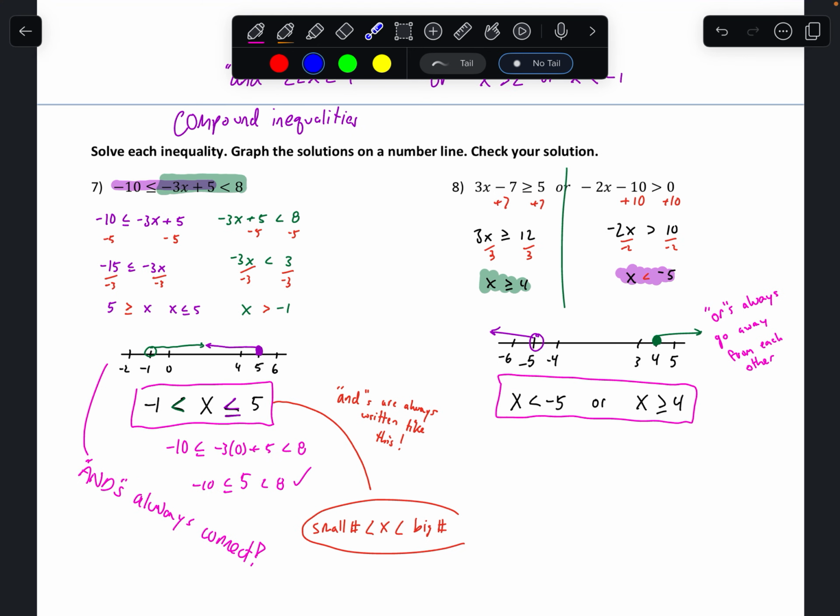Okay. So I guess this really is the part that you guys need to know for our next lesson, which is what ands and ORs look like when we go to do solving absolute value inequalities.